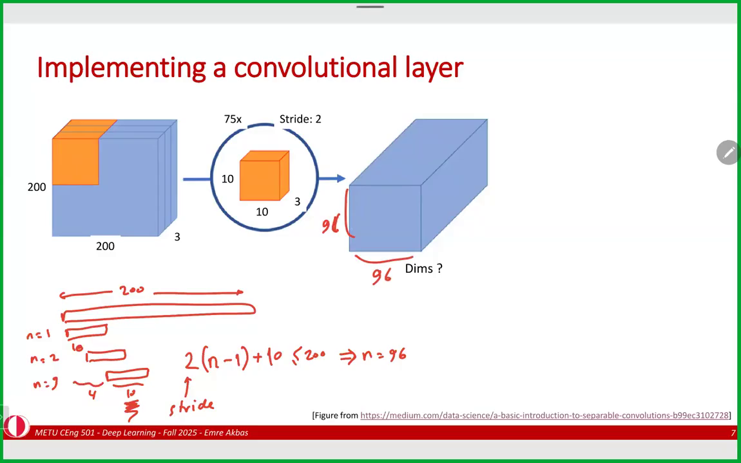And who can tell me what this dimension is? Okay, any other answers? 75, yes, because we are using 75 kernels of 10 by 10 by 3, and the output channel dimension is determined by the number of filters that we use. Okay, so this is the standard convolution. Question?